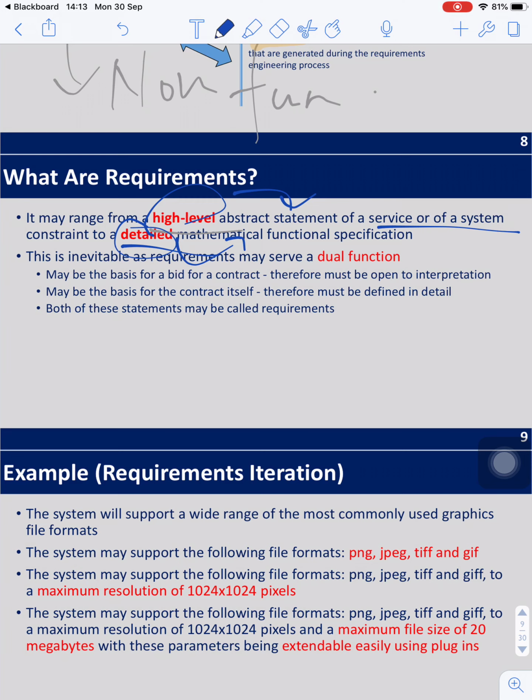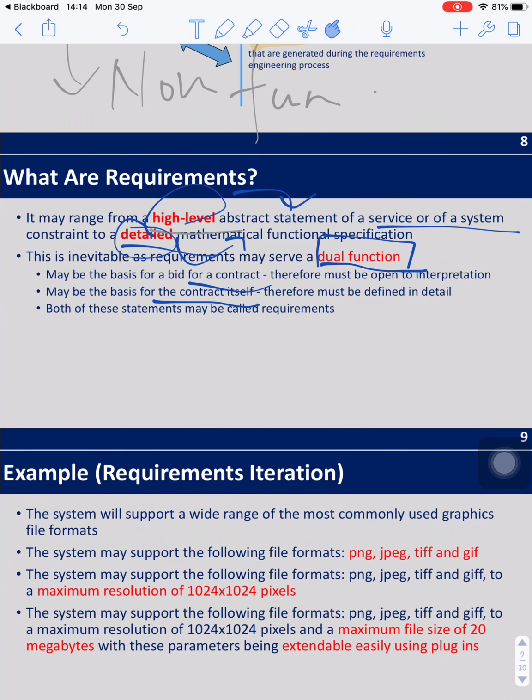This is inevitable as requirements may serve a dual function. They may be the basis for a bid for a contract, therefore they must be open to interpretation. They may also be the basis of the contract itself, therefore they must be defined in detail. So it has a double function.